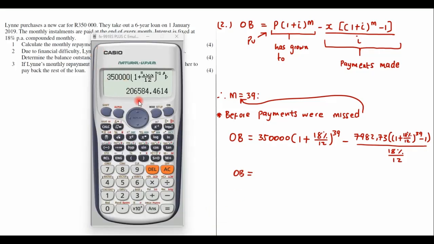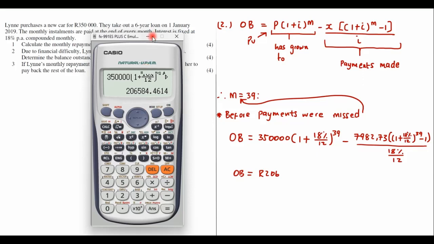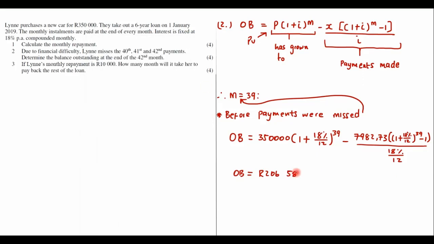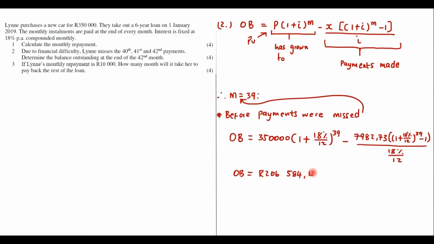All right, so after the 39th payment, the outstanding balance from the loan that Lynn was owing is now 206,584 rand, comma 46 cent. So I'm going to write it here: 206,584.46. Okay, so now this is the amount of the loan that is outstanding.